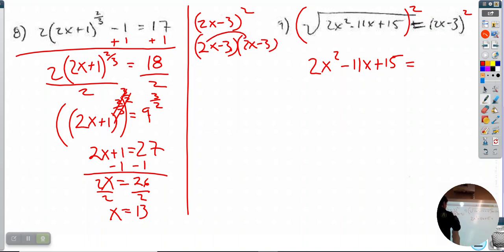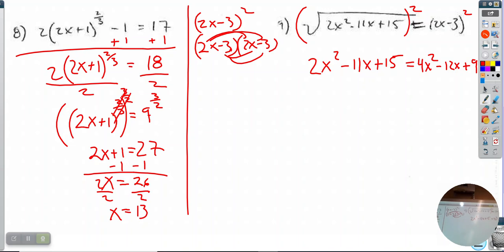Now, I could do my rainbows and smiley faces. For those of you who are not familiar with that, if you've never seen a rainbow, it makes you smile, right? And so we're multiplying things together, and so that will get us 4x squared. 2 times 3 is 6. 6 times 2 is 12. Minus 12x plus 9.